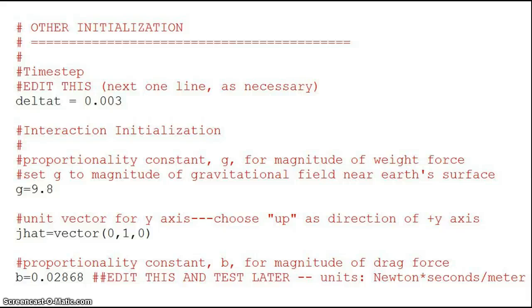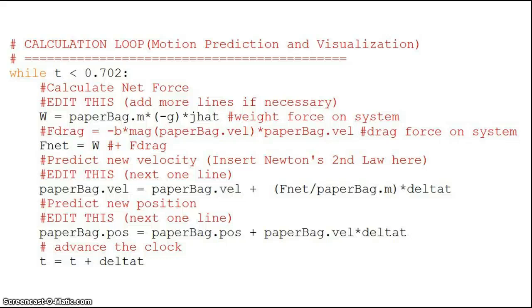Additionally, the proportionality constant g is set to be 9.8 meters per second squared, which is the magnitude of the gravitational force on the surface of the Earth. The proportionality constant b, which is the magnitude of the drag force, was experimentally determined through trial and error to be 0.02868 newton-seconds per meter. Now, onto the motion prediction loop. As per Tracker, the while loop is set to be from 0 to 0.702 seconds.